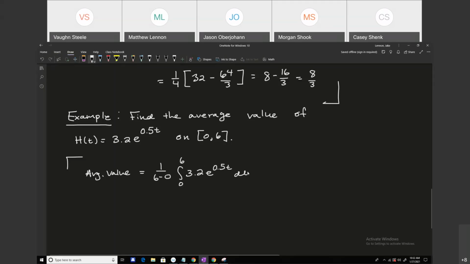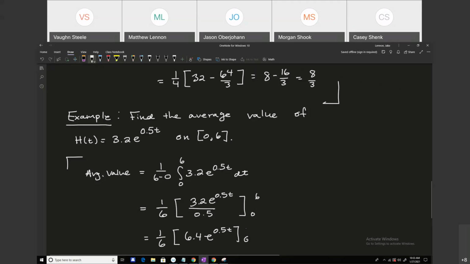Again, this is a continuous exponential, so we're just going to be taking the same function and dividing it by 0.5. So we get 1 over 6 times 3.2 e to the 0.5 t divided by 0.5. And dividing by a half, as you know, is the same as multiplying by 2. So this is going to be essentially 1/6 times 6.4 e to the 0.5 t.